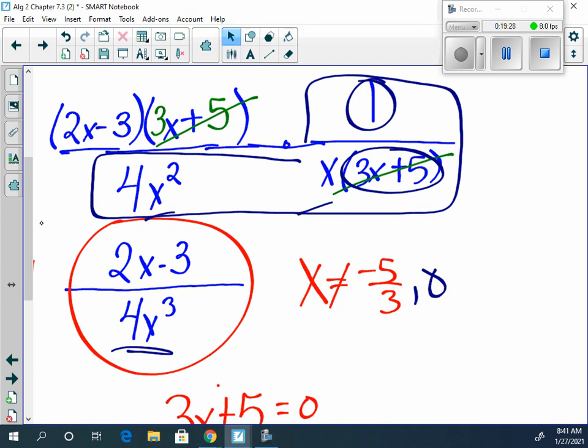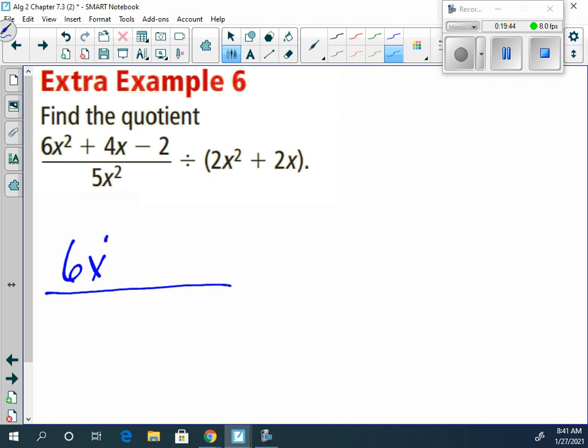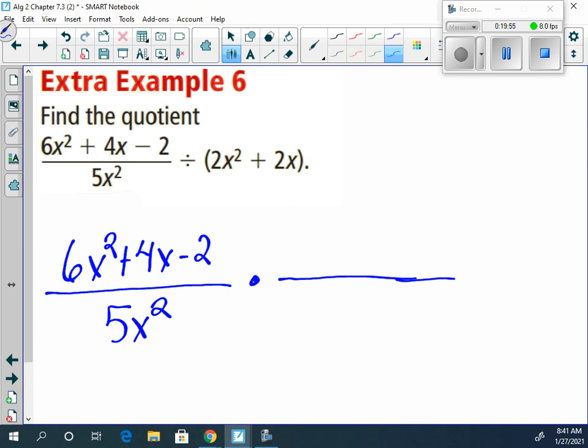Questions on this here? Any questions on this here? Do we need to see another example of a type like this? Okay. What do we do first? So we change it from division to multiplication. On bottom. Because really the 2x squared plus 2x is over. So we would flip it.